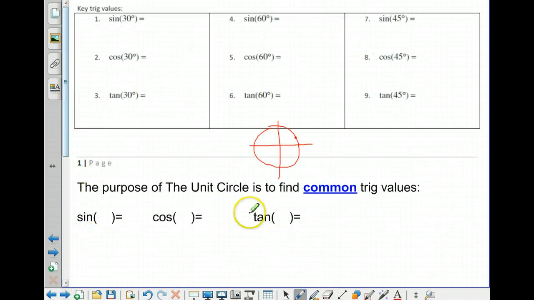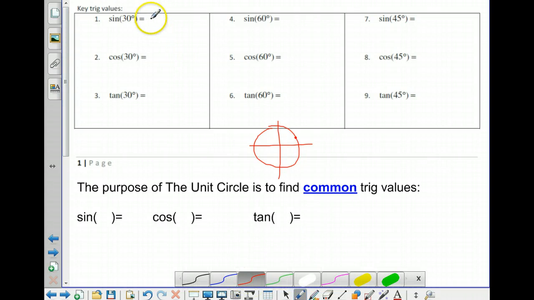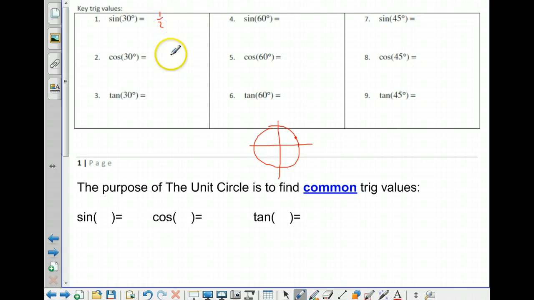So back to this. Let's go through and figure these out. Sine of 30 was 1/2. Cosine of 30, square root of 3 over 2. Let's move on to sine of 60. Look at your unit circle. Most of you are at a point where you should be looking at the unit circle because you don't know it well enough. Square root of 3 over 2. Cosine of 60? 1/2.